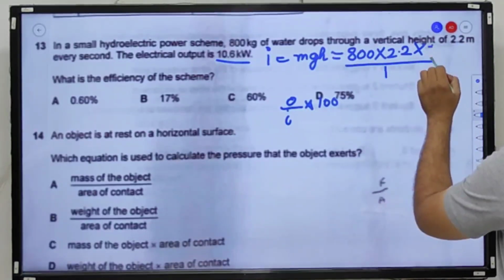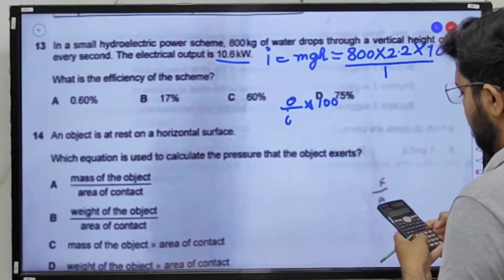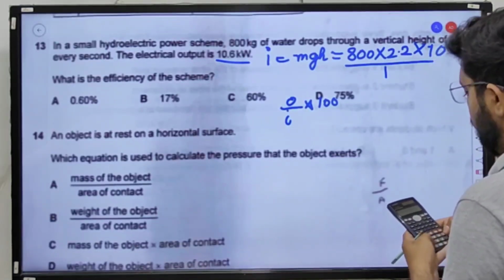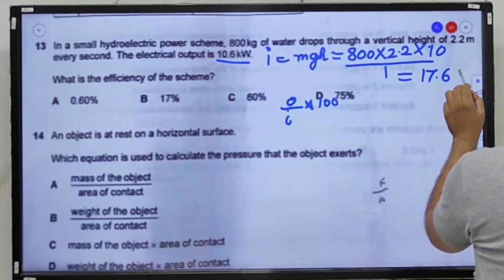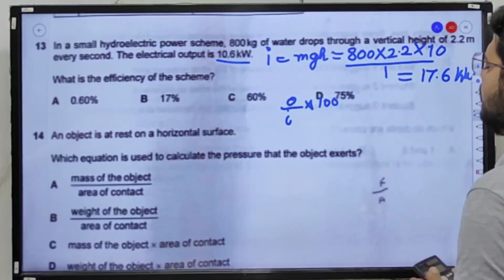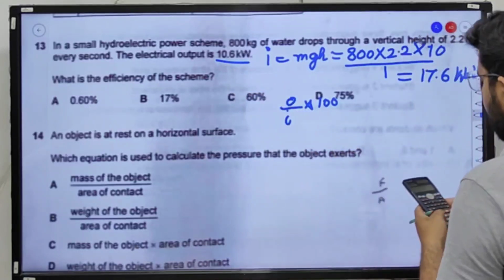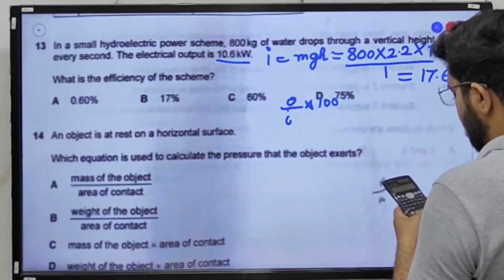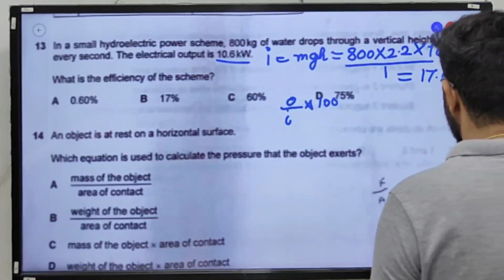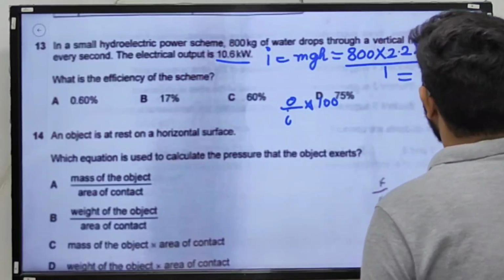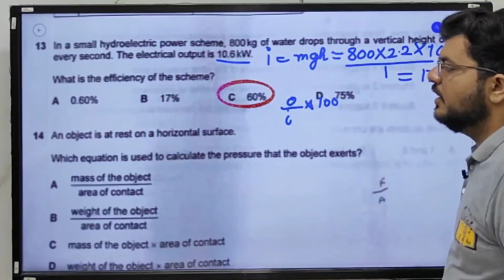And we will take the gravity as 10, right? So 800 into 2.2 into 10, I get 17,600. So I will get 17.6 kilowatts. If 17.6 kilowatts is the input and 10.6 is the output, let's quickly find out: 10,600 divided by my answer into 100. This gives me 60.22727273. Right? So my option C is the correct answer.